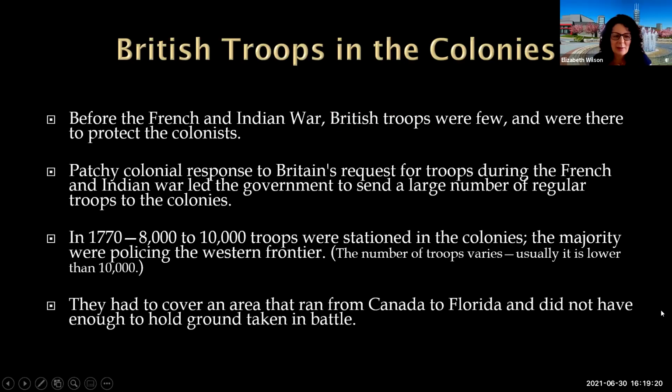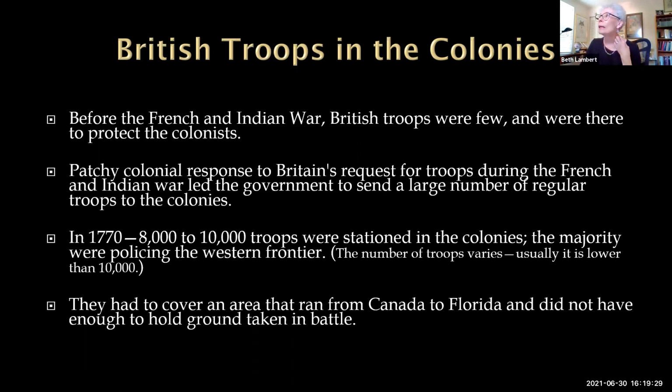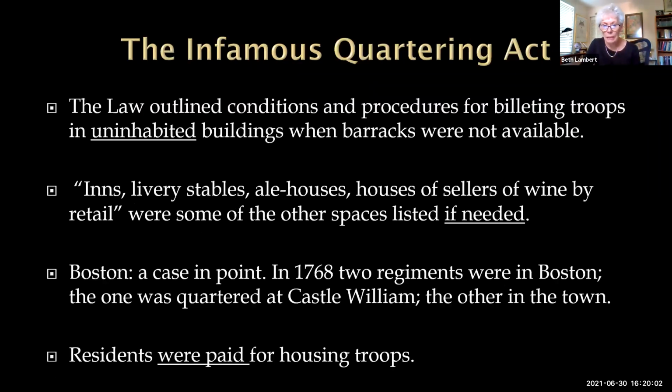Okay. Yeah. 20 after 4, so we're going to have to zip through this. The British troops in the colonies before the French and Indian War, I will not go through blow by blow here. The British troops were few. More and more were brought in because the colonists refused to fight during the French and Indian War. They left it up to the British, and the British bitterly complained about their troops. Also, they had to cover an area from Canada to Florida, and they didn't have enough troops to hold any ground taken in battle. So the troop numbers were against them.